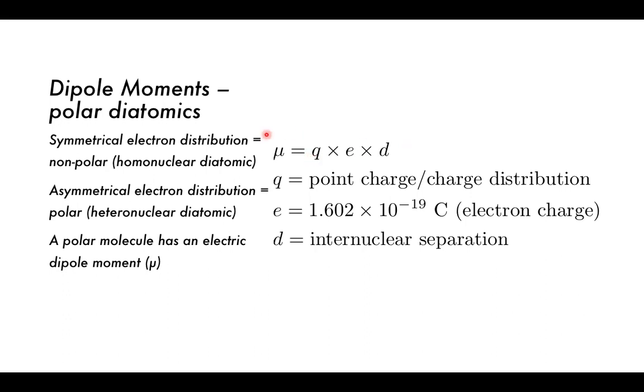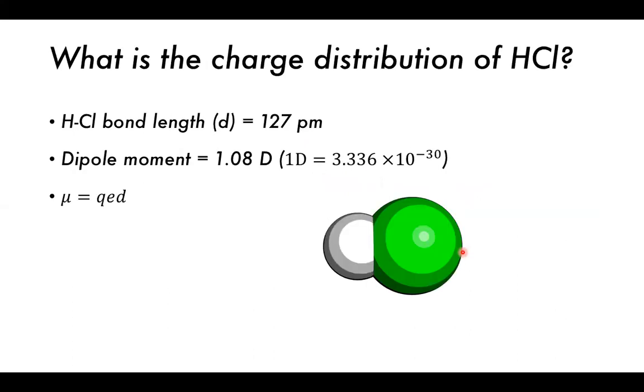So this dipole moment has a mathematical derivation. So this dipole moment can be equal to Q times E times D. So Q here is the point charge, or the charge distribution. So that's going to be the charge distribution in a particular bond or molecule. E is going to be the electron charge in coulombs, and D is going to be the internuclear separation. So like how far apart are the two atoms which are involved in a particular stretch.